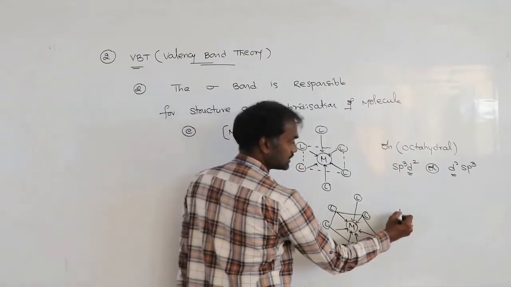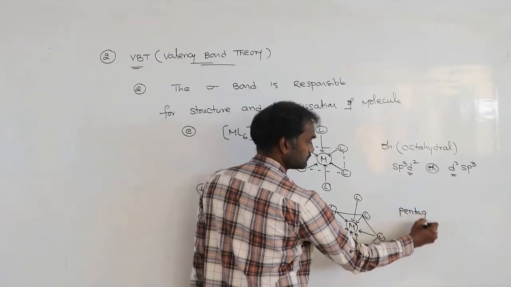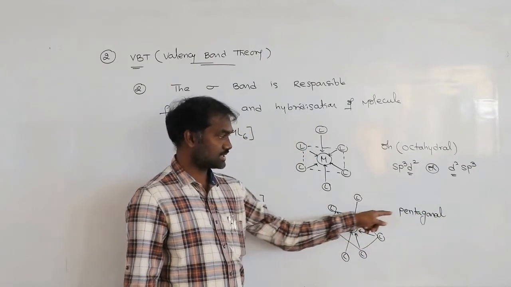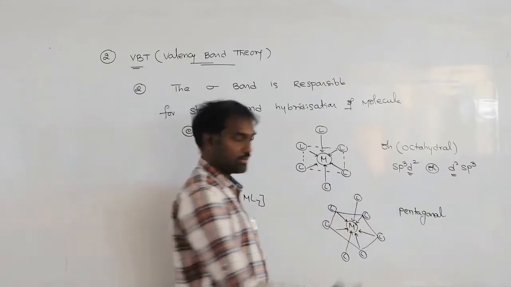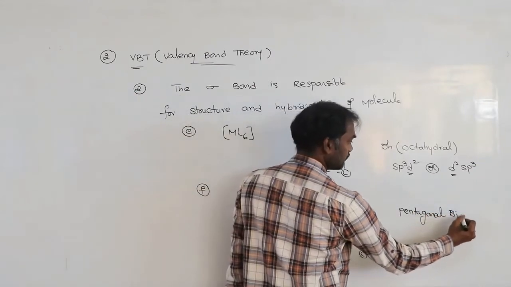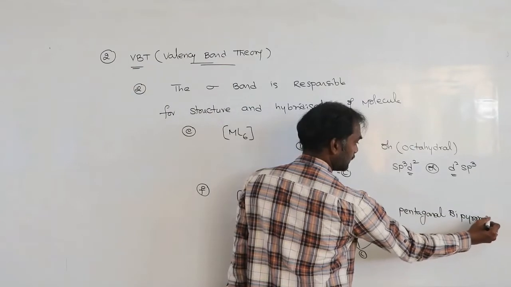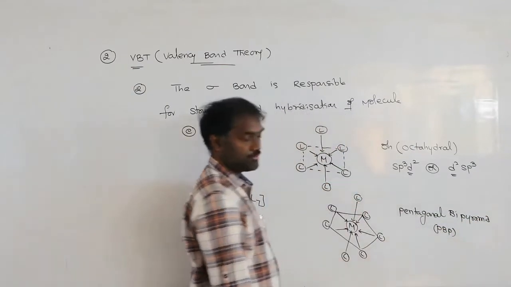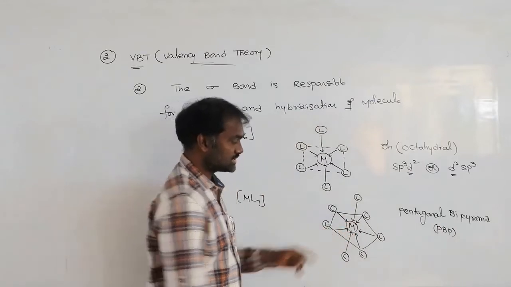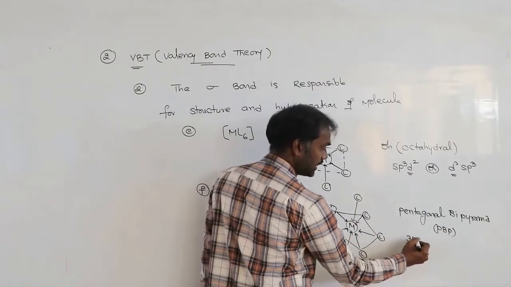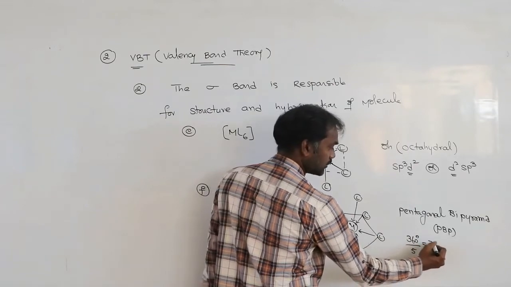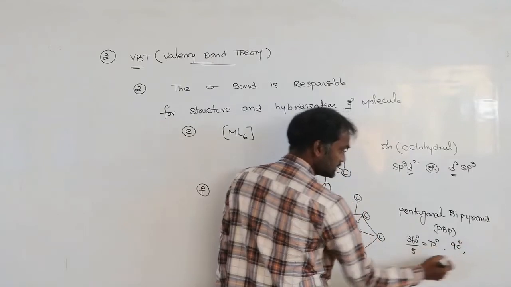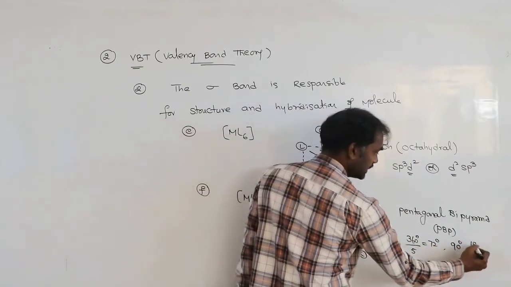So that is called pentagonal. See, gonal means corner. 5 corners are there. Pentagonal, with a pyramid above and a pyramid below. So that is a bipyramid, represented as PBP. So what will the bond angles be? 360 degrees divided by 5 members, so you get 72 degrees. From here to here it is 90 degrees, and straight line 180 degrees.